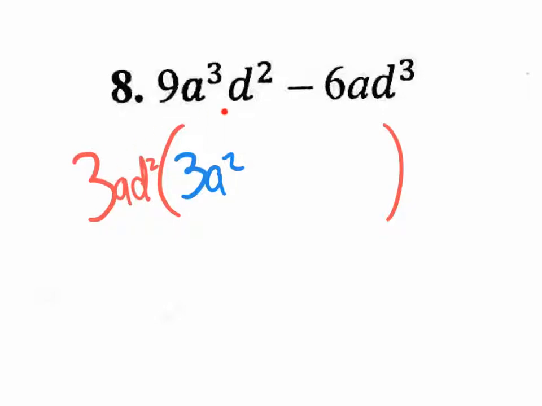3AD squared times what gets us this? Negative 2D. And that's it. Piece at a time. Check it out. 3 times -2 is -6. A times what gives me A? A times 1, but I'm not going to put a 1 there. It doesn't do anything. And then D squared times what gives me D to the third? D squared times D gives me D to the third.